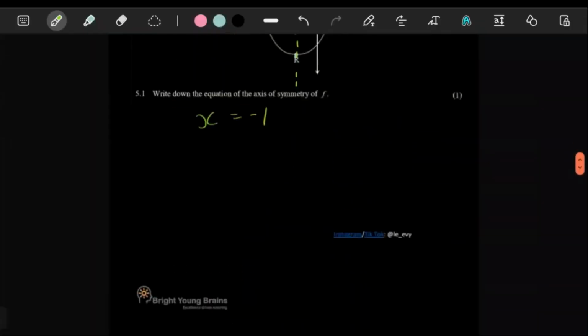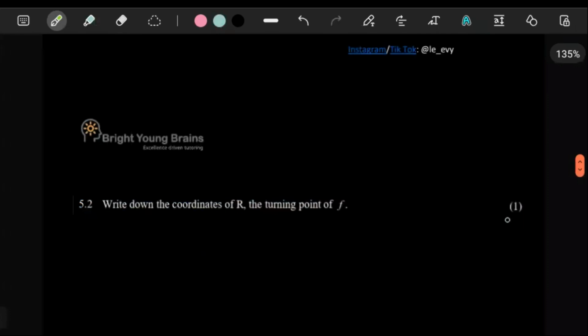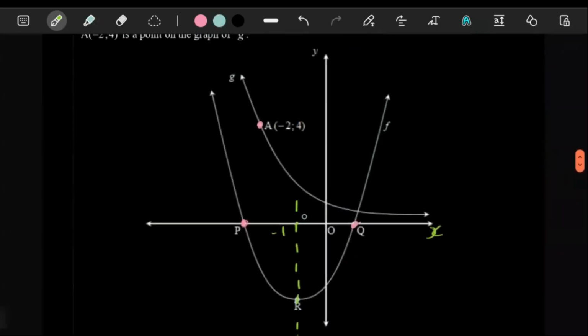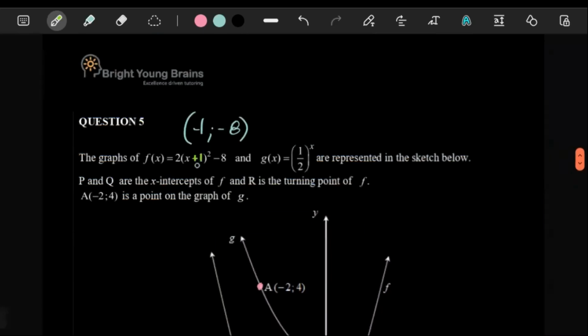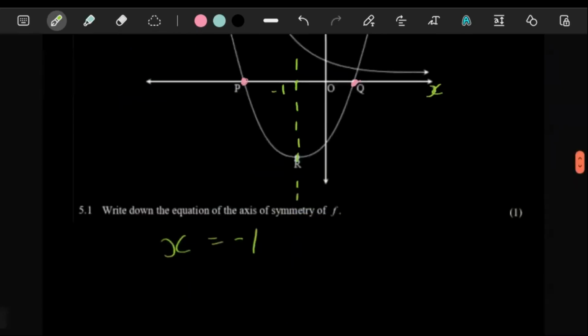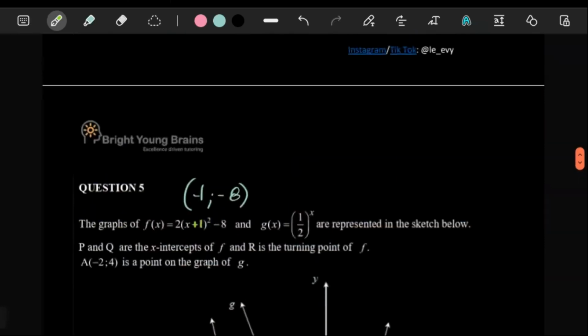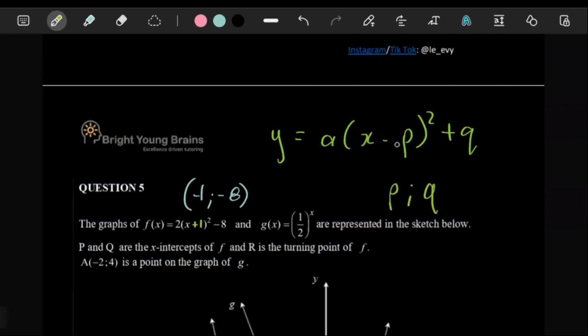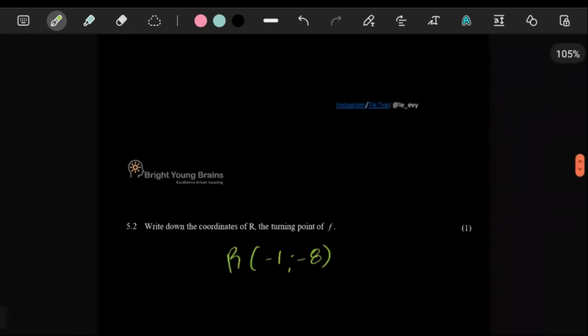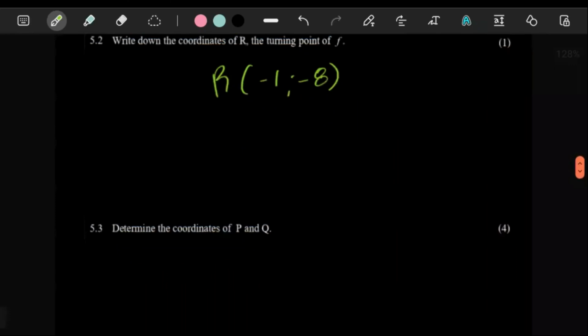With the next question, it says here, write down the coordinates of R. We already mentioned what the coordinates of R are going to be. It's going to be -1 because of this: we take the opposite, and this we take as it is. So here we're going to say R is -1 and -8. Because remember, this format is in the form y is equal to a times x minus p squared plus q. So your p value is the opposite of this and q is this as it is; this will always be your turning point. So that's why we have R immediately, and that's why it's a 1 mark question.